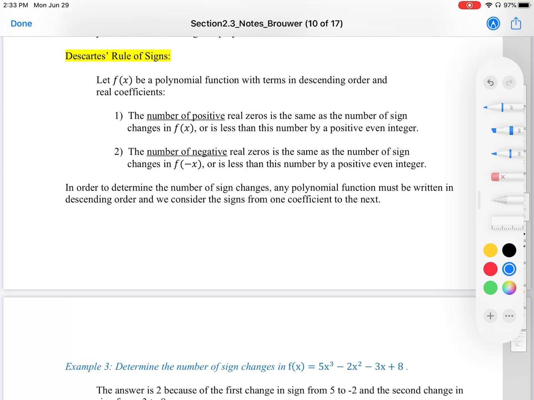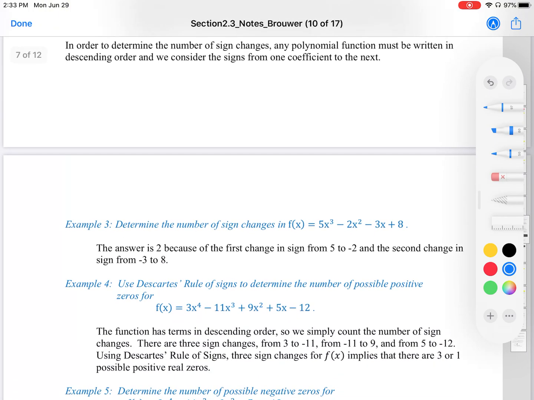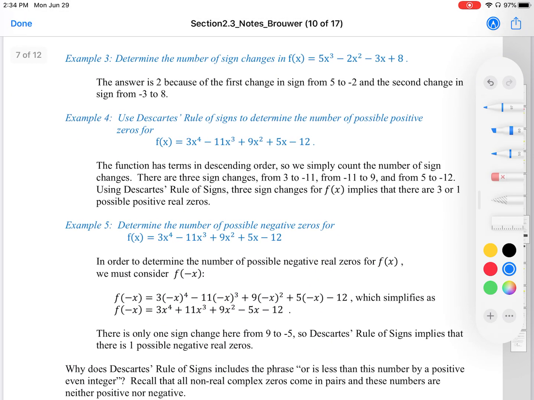2. The number of negative real zeros is the same as the number of sign changes of f(-x), or less than that by a positive even integer. In order to determine the number of sign changes, any polynomial function must be written in descending order, and we must consider the signs from one coefficient to the next. Let's take a look at example 3.